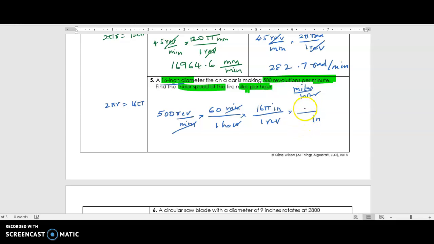So 12 inches makes 1 foot, right? Okay, so with that the inches would cancel, the revolutions will cancel, but again the feet should be converted into miles. So how many feet make a mile? You should get the feet in the denominator and get miles here, right?